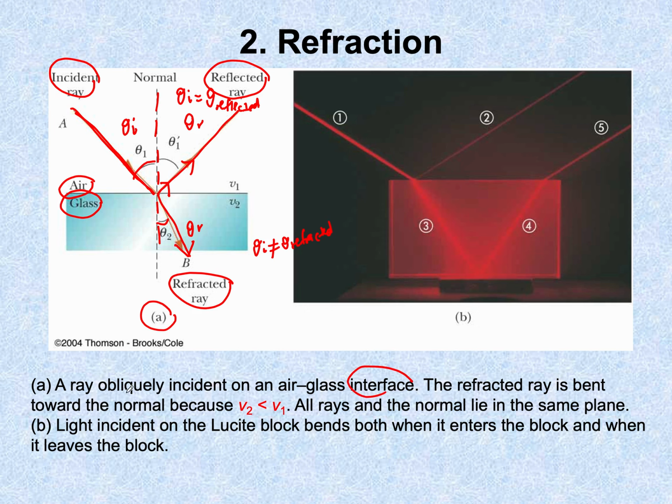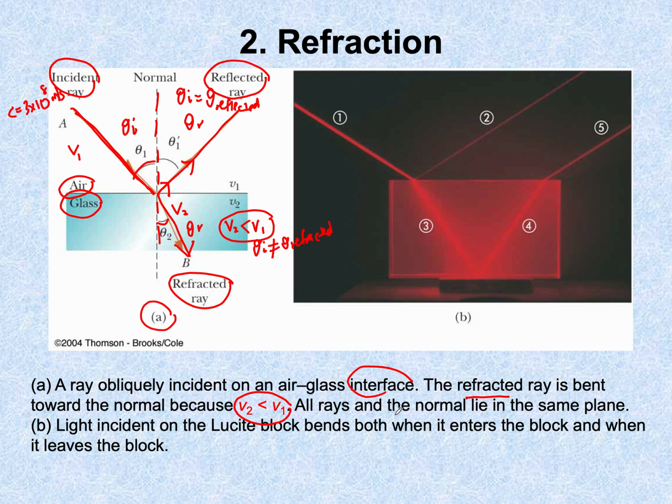For a ray obliquely incident on the air-glass interface, the refracted ray is bent towards the normal because velocity 2 is less than velocity 1. Light has its own velocity, the speed of light, which is 3 times 10 to the power of 8 meters per second. In air this is v1, and when the light passes through glass the velocity is v2. In this case, v2 is always less than v1. Due to the different velocity, the ray will be bent toward the normal line.